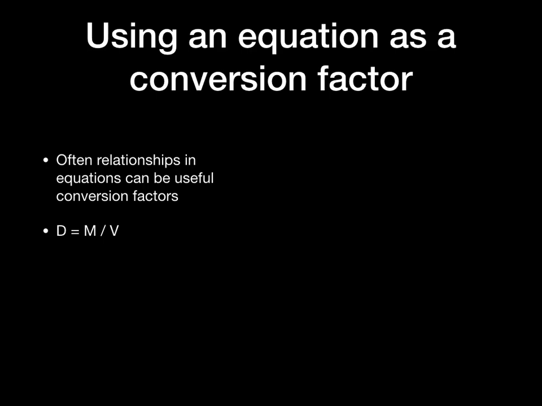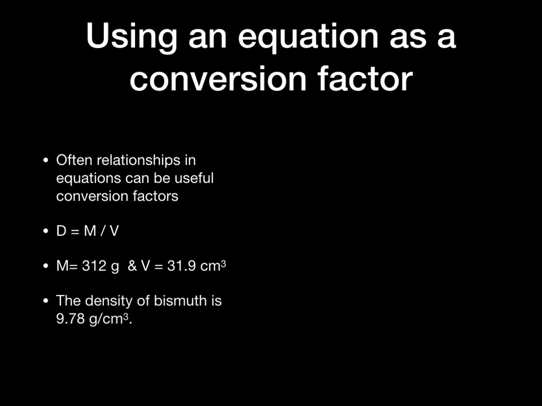So for an example, let's consider the element bismuth. Suppose that you have a sample of bismuth and it's got a mass of 312 grams, and you measure its volume and you find that the volume is 31.9 cubic centimeters. Well, knowing the relationship or the equation for density, we can just substitute 312 grams in for the mass, put in the 31.9 cubic centimeters for the volume, and we would find that the density of bismuth is 9.78 grams per cubic centimeter. Now, as I mentioned, that's cool because that quantity is going to be true for all samples of bismuth, no matter how big they are.